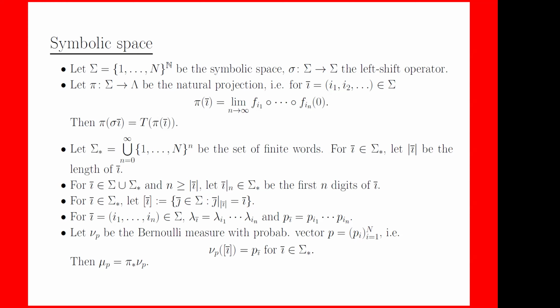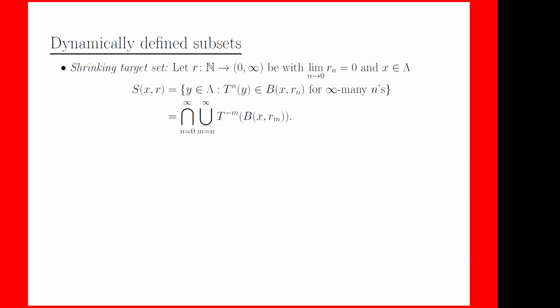And now, with this setup, we are asking about properties of dynamically defined subsets. And first of all, what are dynamically defined subsets? So one type of such sets is the so-called shrinking target set.